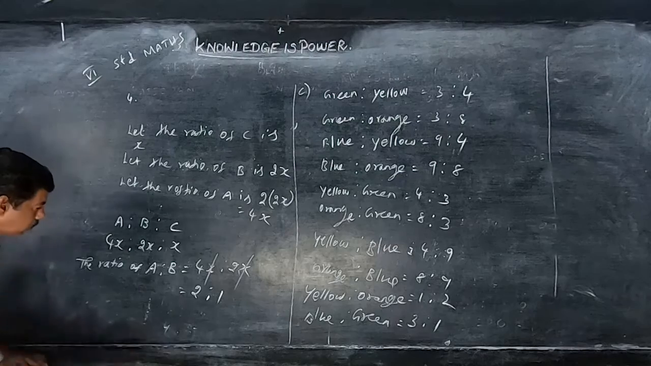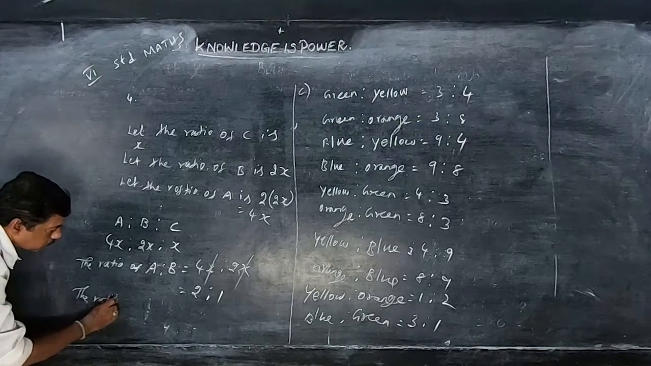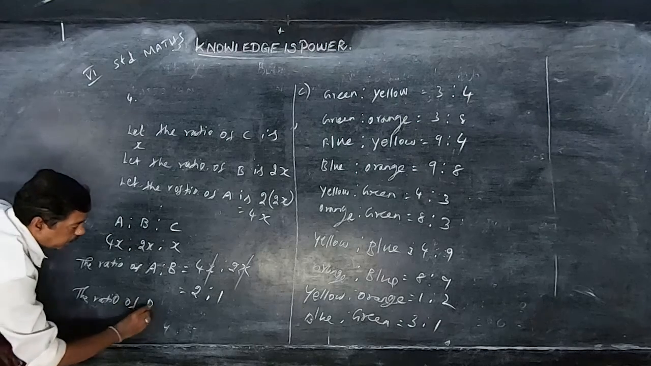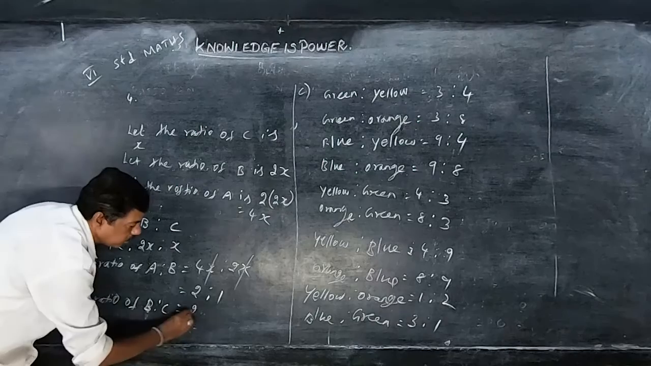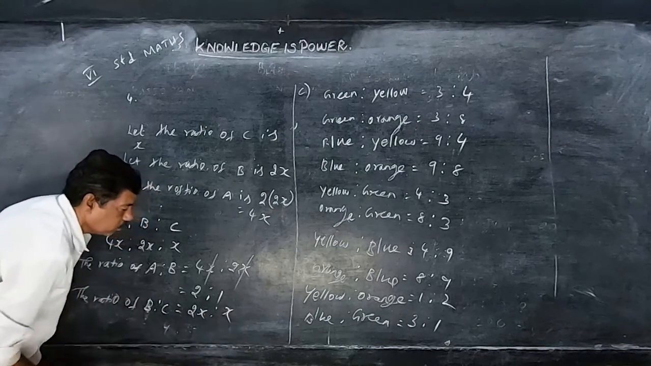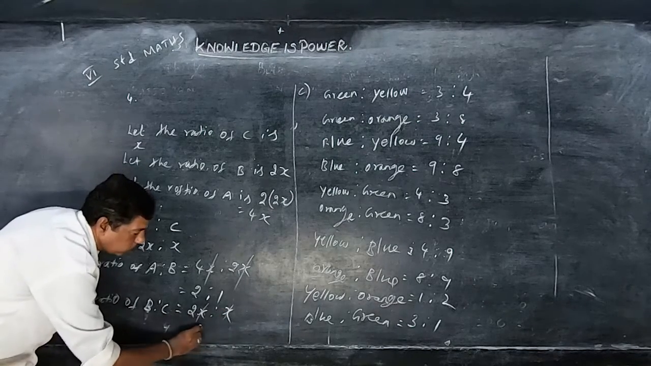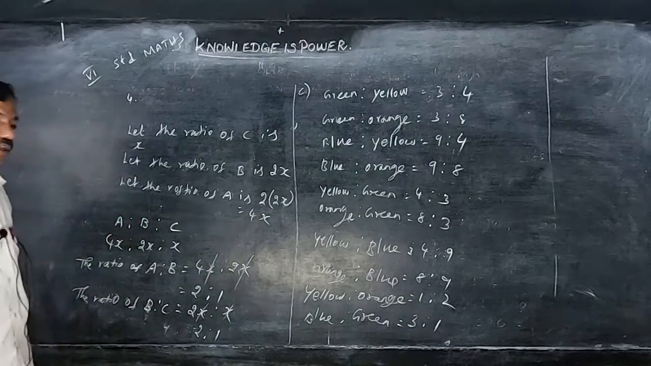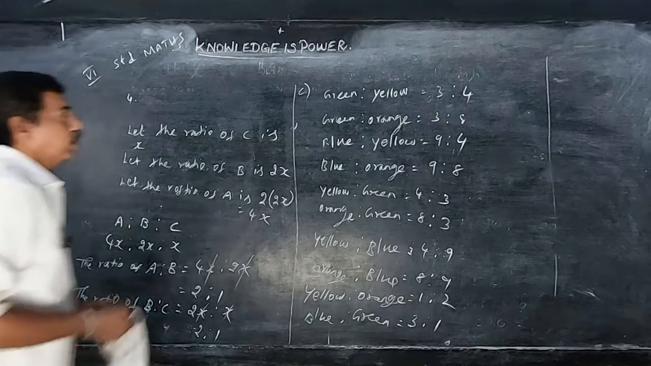Is it clear now? Now the ratio of B is to C. B's value is 2x, C's value is x. The number in our coefficient is 1. So x cancels. 2 is to 1. Now check whether it is a proportion or not. The question is asking whether this is a proportion or not. Let's see.